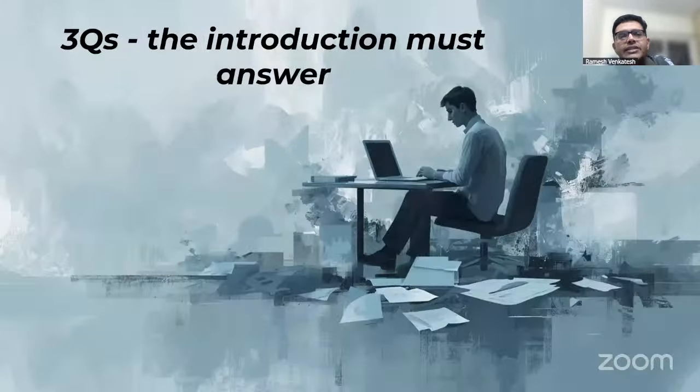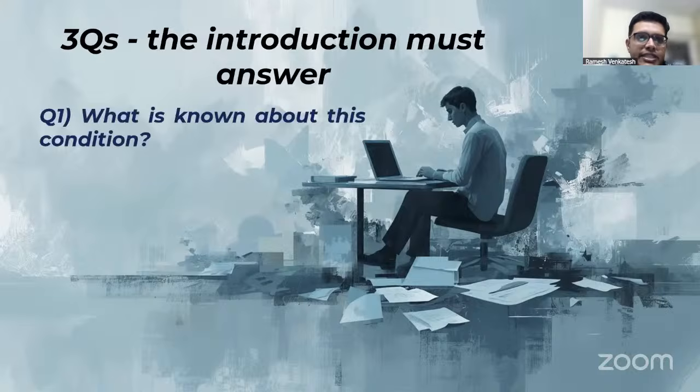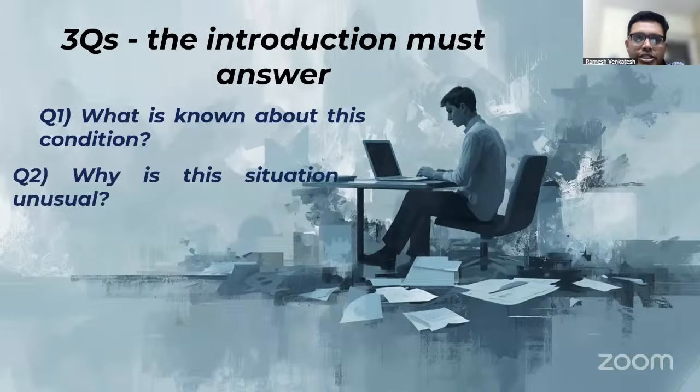So the introduction must answer three important questions, which I feel are the three Qs. The introduction must answer what is already known about this condition. Is anti-VEGF the mainstay of the treatment? Has intraocular inflammation following anti-VEGF therapy already been reported? Has this condition been reported previously or not? Why is this situation unusual? We should also try to understand why our particular case presentation is unusual. Is it because of the rarity, the unusual presentation, or the unexpected complication which we encountered?